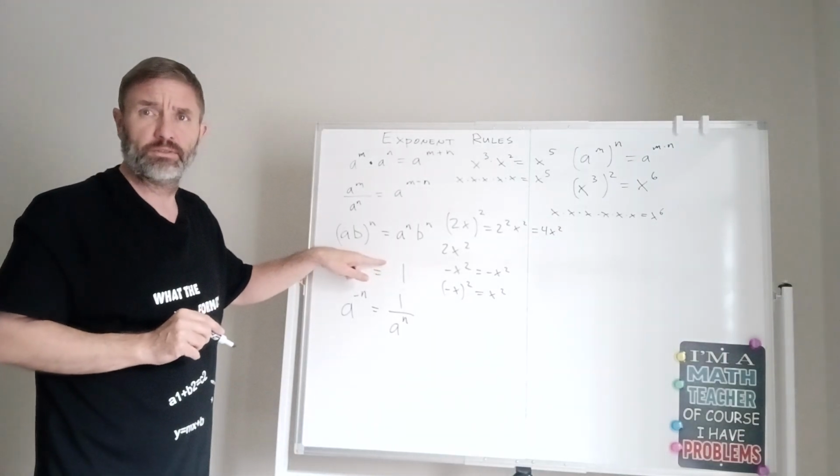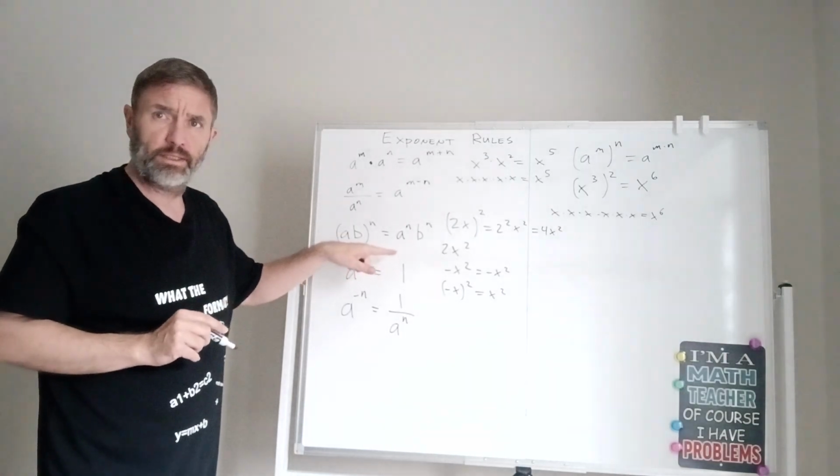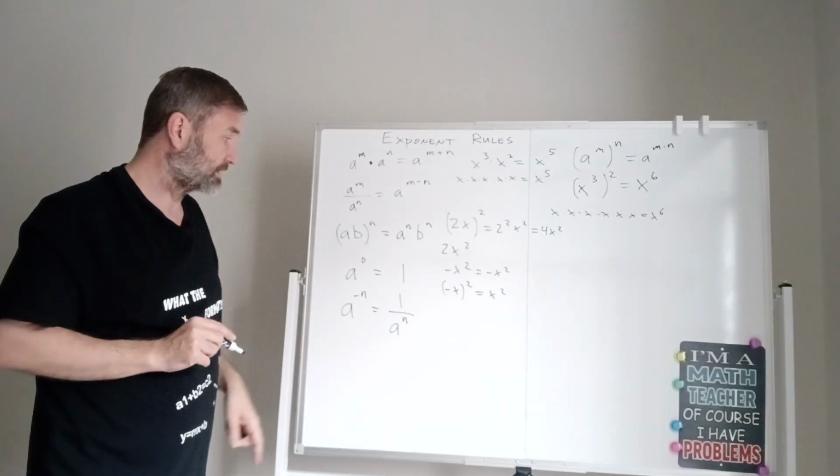Next thing, anything to the 0 power is 1. It doesn't matter what it is. Anything to the 0 power is 1, not 0. I have a lot of students mix that up.